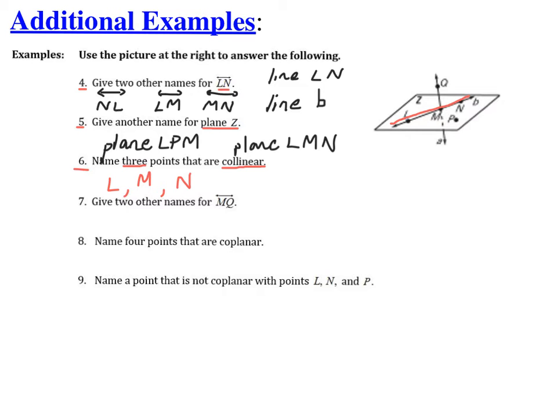As I said, you can include the word point if you want, but you don't have to. You can just put down those 3 capital letters and it's understood that you're referring to points.